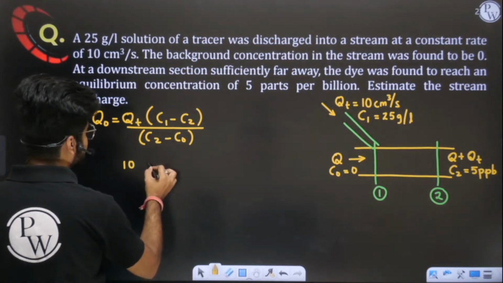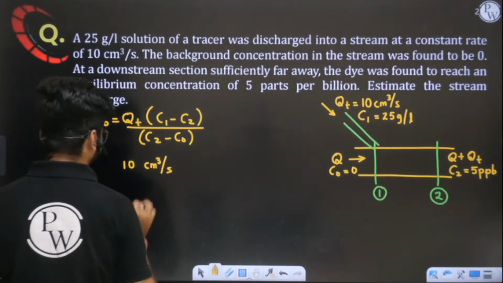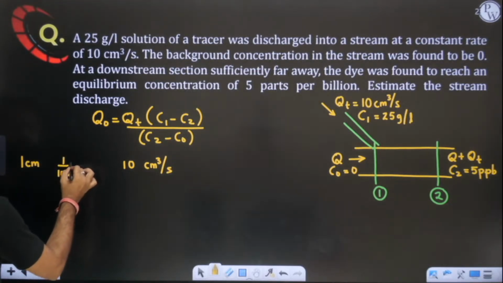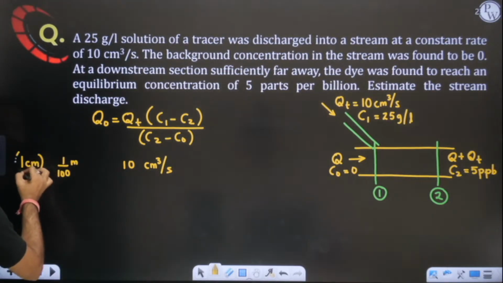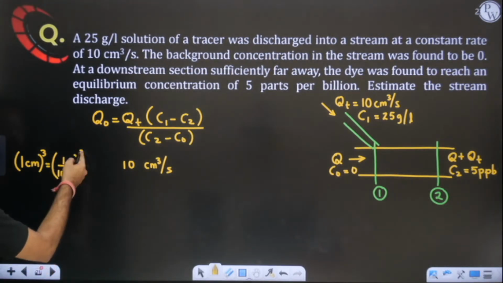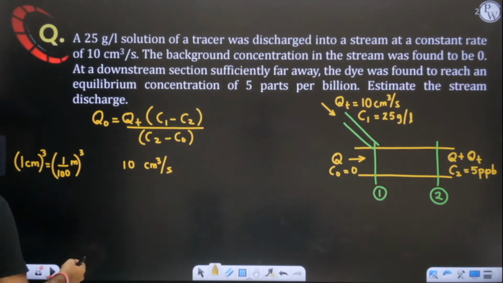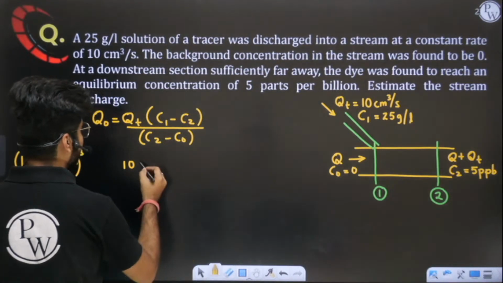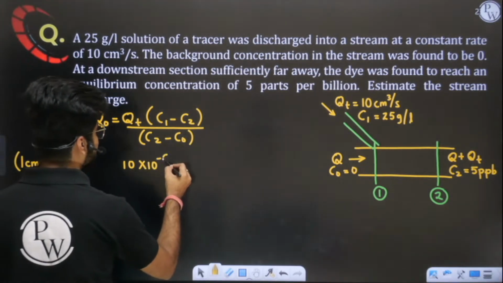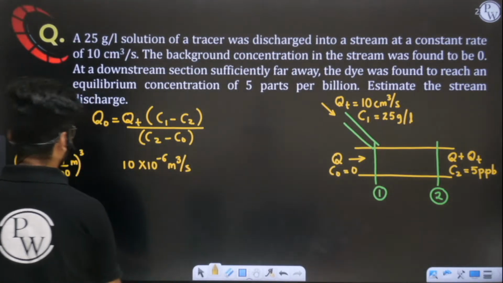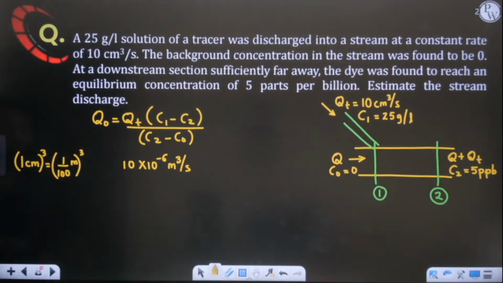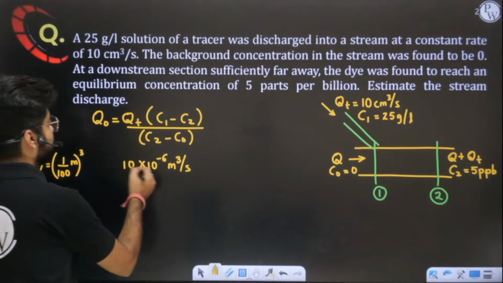We will convert this centimeter cube into meter cube. You need to understand one thing: 1 centimeter is 1 by 100 meter. You all know this. When you cube it, it will be 100 cube, that means 10 power 6. So if you want to convert centimeter cube into meter cube, you have to multiply it by 10 power minus 6, because 1 centimeter is 1 by 100 meter, and when you take the cube, 1 by 100 cube is 10 power minus 6. So you have converted this discharge.